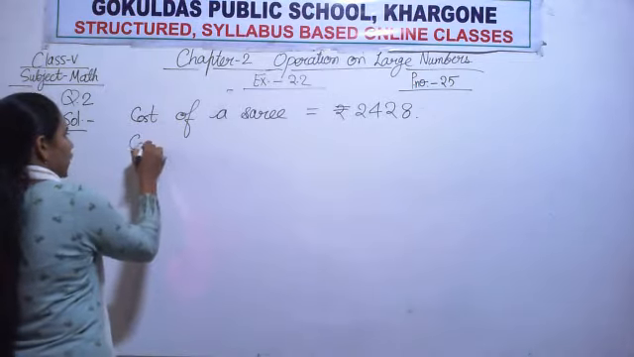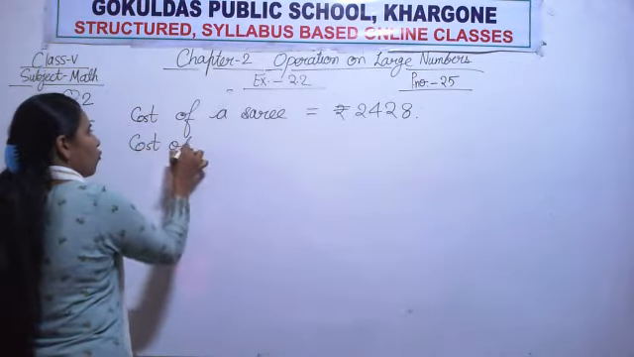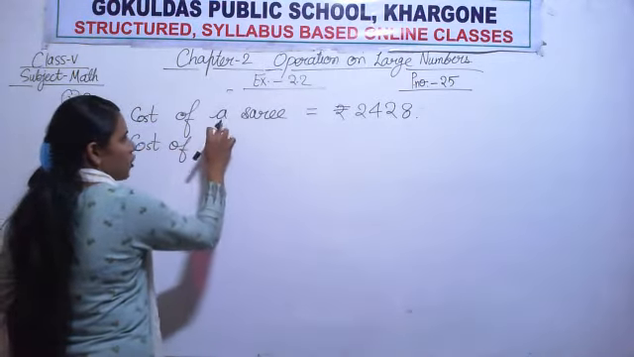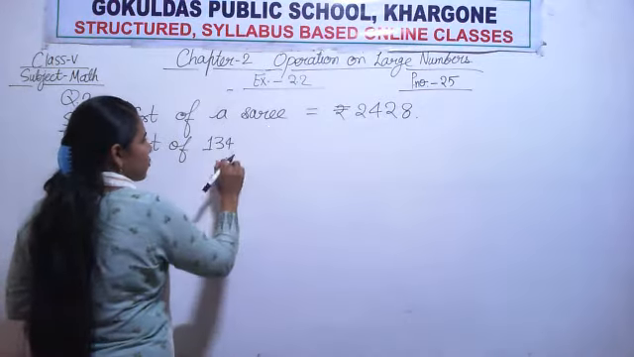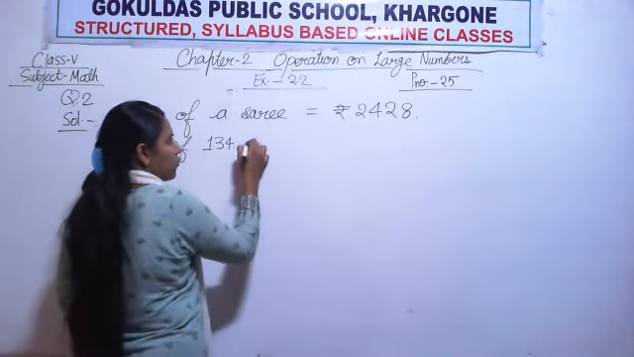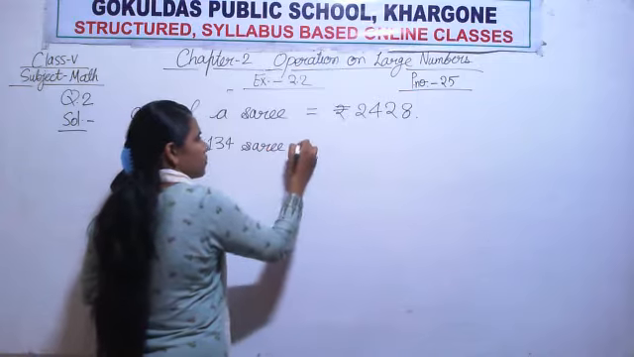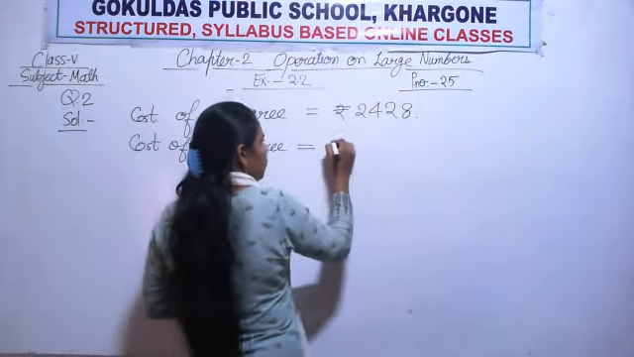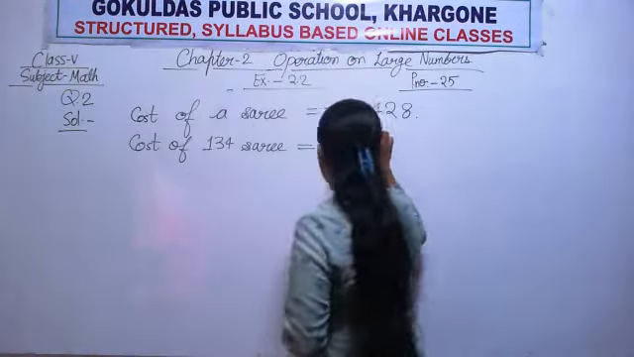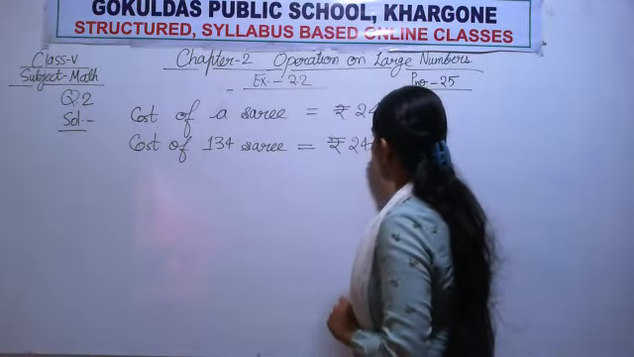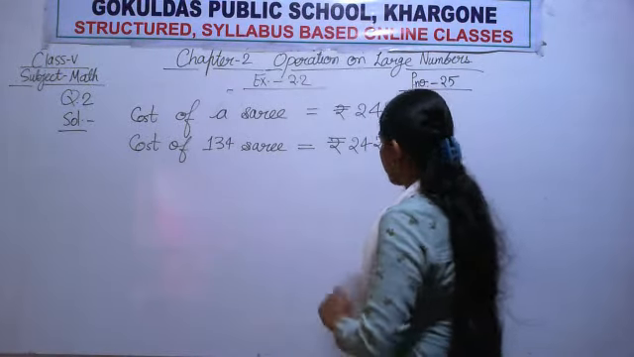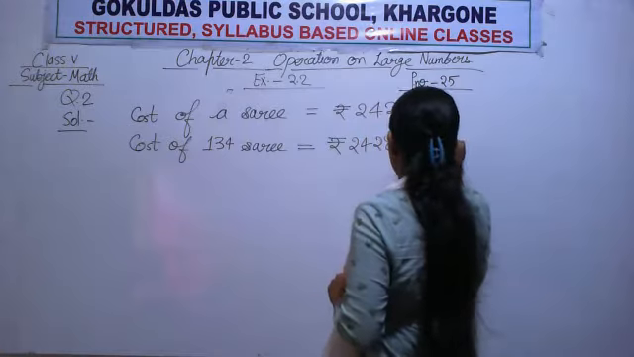Now you want to find out the cost of 134. Cost of a sari is this. You want to find the cost of 134 saris. What will you do? You will rewrite this number 2428 multiplied by this 134.